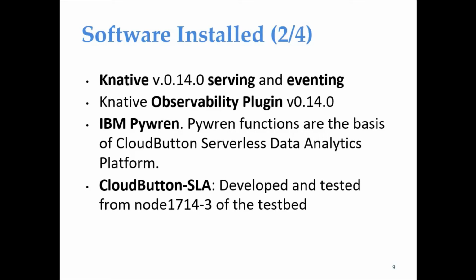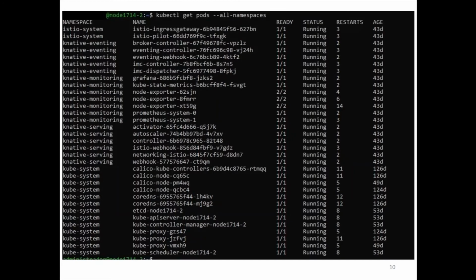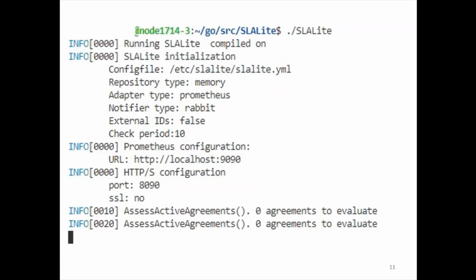The CloudButton SLA, which is another contribution of ATOS, is also being developed and tested in node 3 of the testbed. This is Knative running on our Kubernetes cluster. And this is the CloudButton SLA running on node 3.